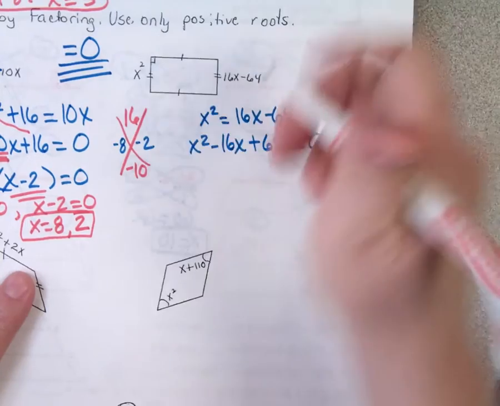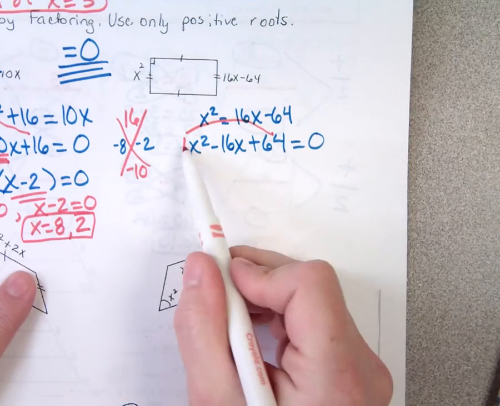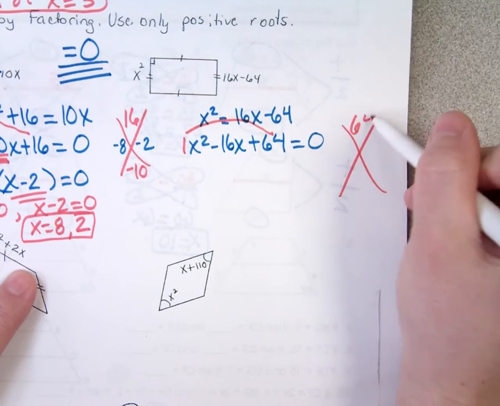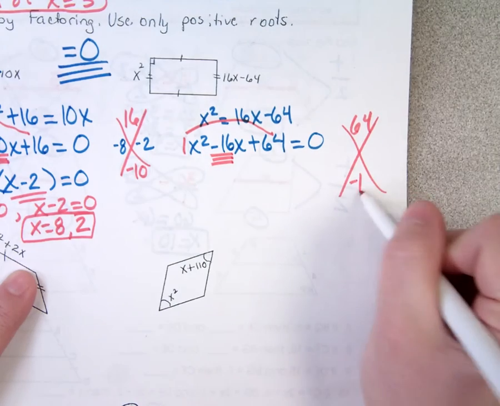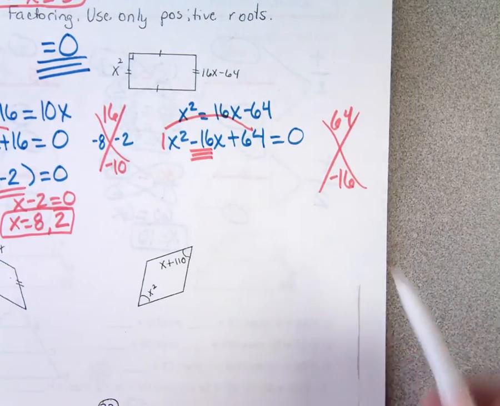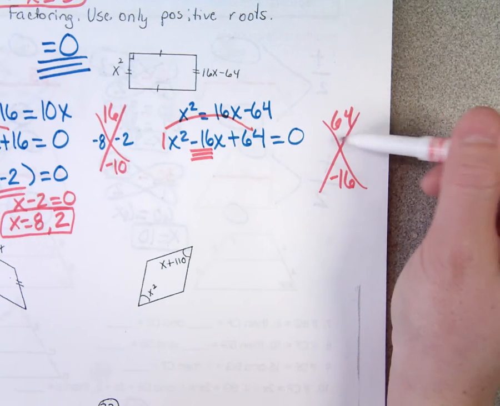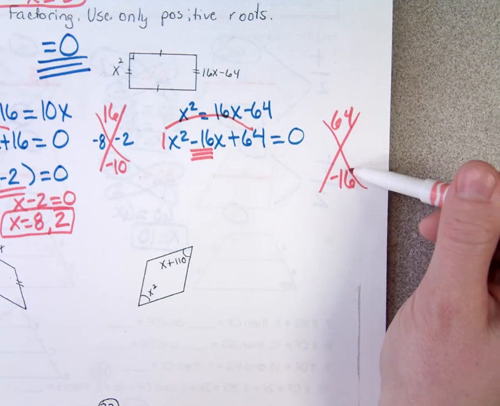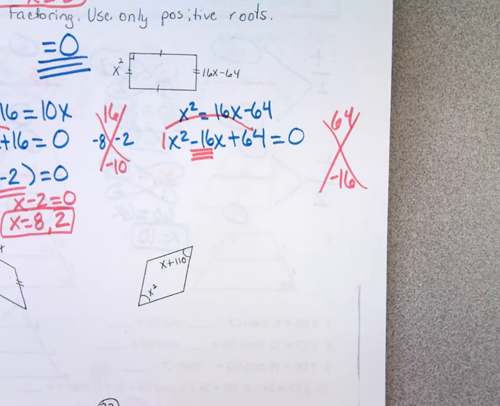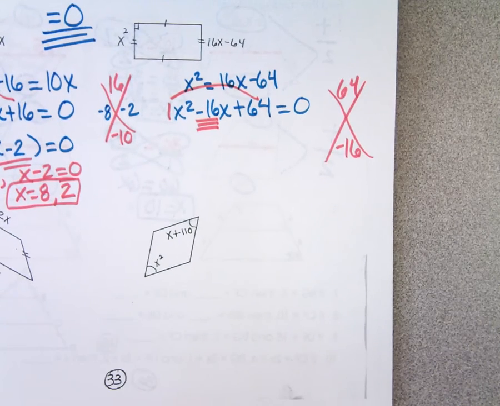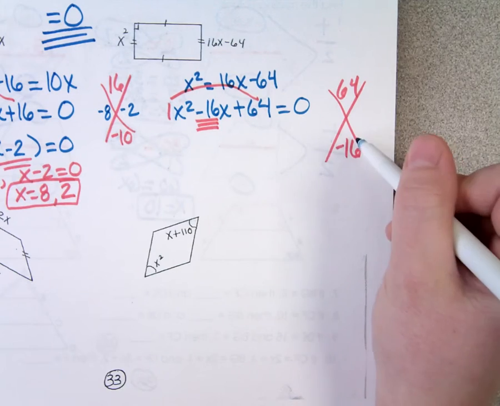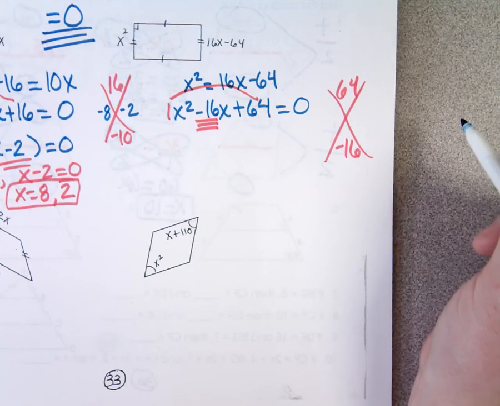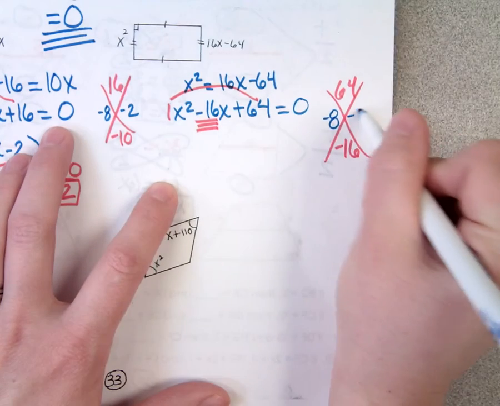Okay, so here I go. I'm going to take my a times my c. So what's 1 times 64? 64, and I want them to add to be the negative 16. So I don't want anybody to blurt it out. I just want everybody to think for a second. So you're looking for two numbers that multiply to be 64, and those two numbers will also add to be negative 16. Don't blurt it out. Everybody just think for a second. So they need to multiply to be 64, and they need to add to be negative 16. You think you have them? What are they? Yep, negative 8 and negative 8.